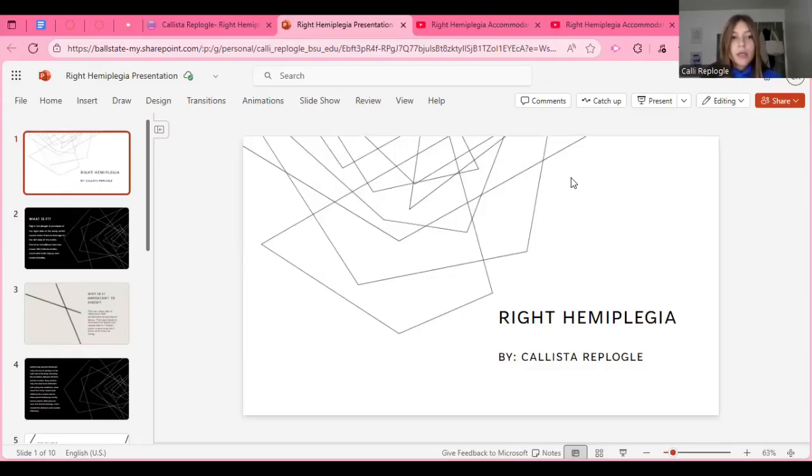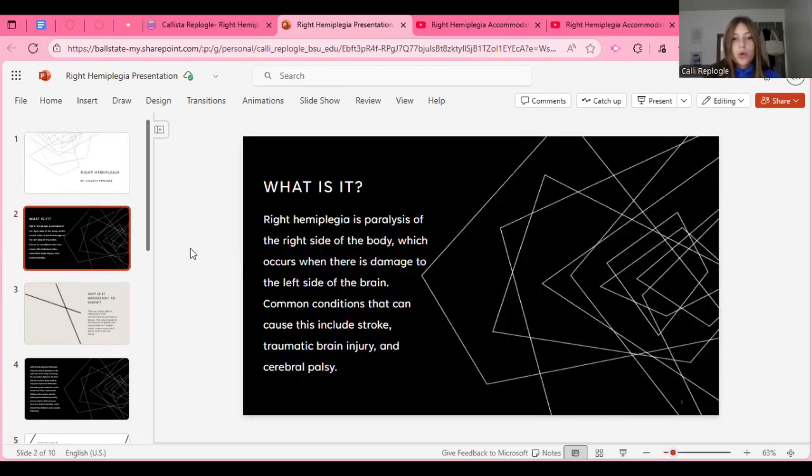Okay, so my presentation disability was about right hemiplegia. Right hemiplegia is paralysis of the right side of the body, and it occurs when there is damage to the left side of the brain. There's also such a thing as left hemiplegia, which is damage to the right side of the brain. Common things that cause this are a stroke, a traumatic brain injury, or cerebral palsy. There are many more causes, but these are just the most common.